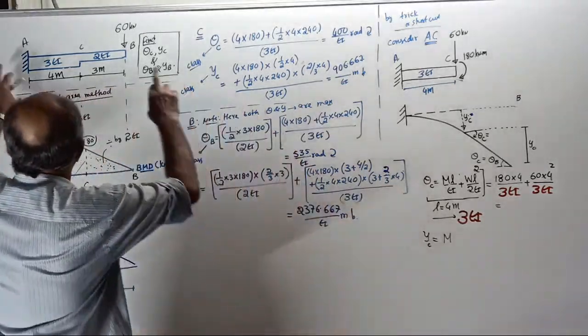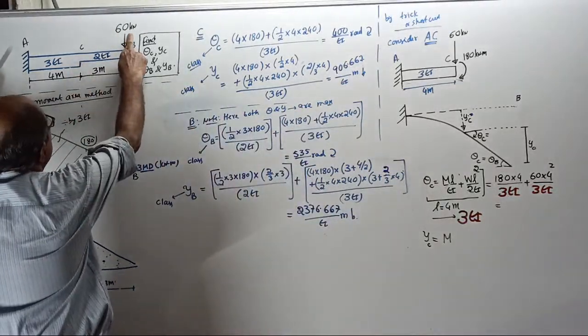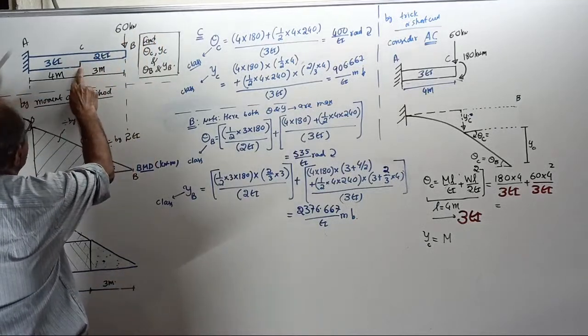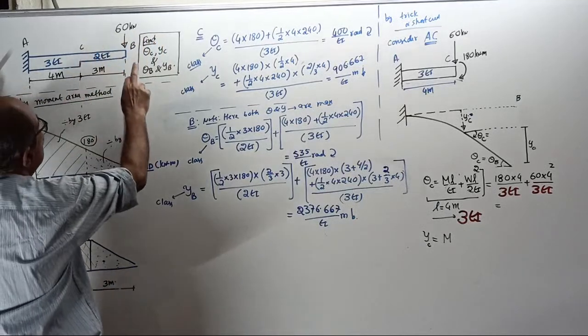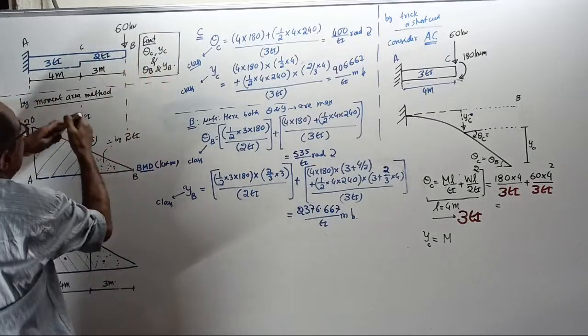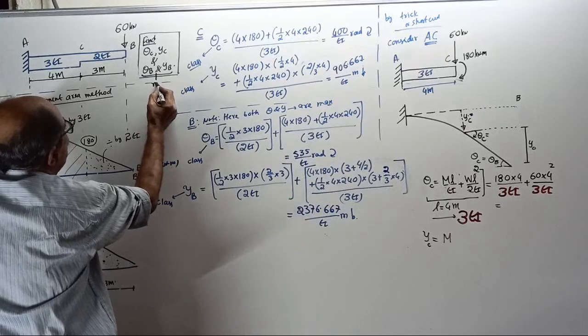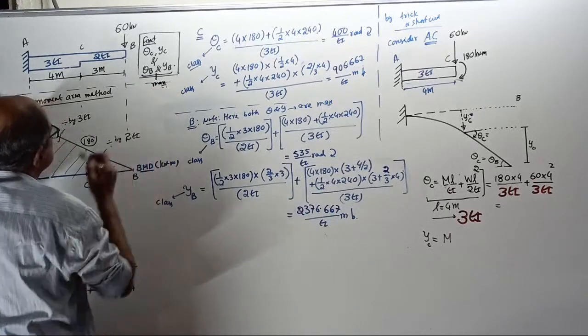Change of EI, 60 kN load. Required to find slope at C, deflection at C, the intermediate point, and slope at B, deflection at B. Remember, the slope at B and deflection at B are the maximum values. You can make out that much.